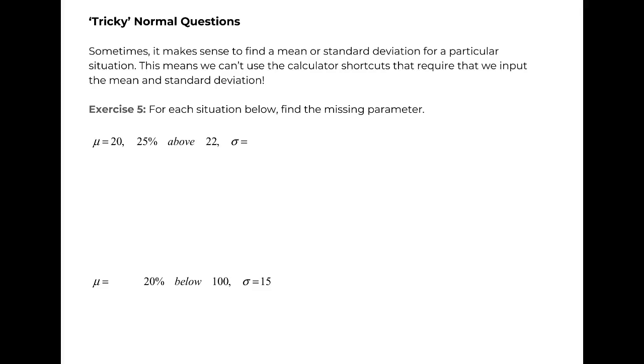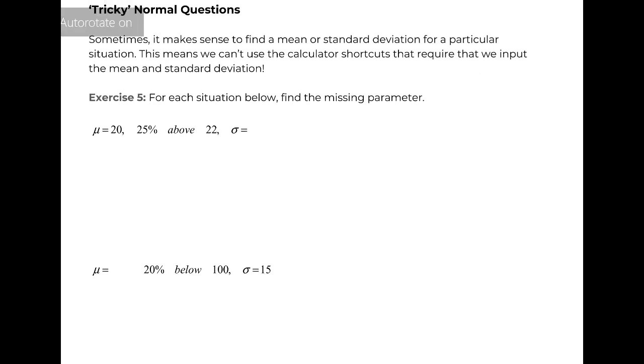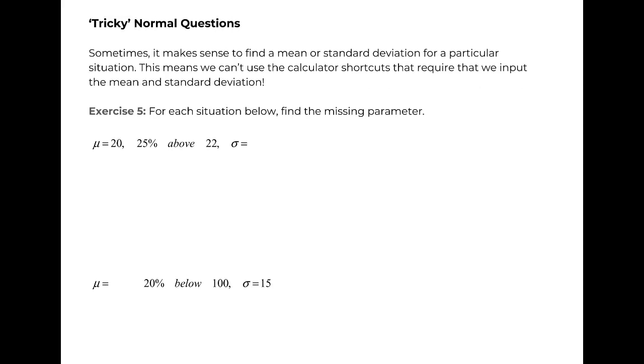All right, so I skipped exercise 4 because it was more of the same, but exercise 5 is our last type of question, which I call a tricky normal. So these don't happen very much in real life, but I do like them for exam questions because they're really the only way that I can verify that you guys understand how the z-score is related to this whole process. Because with the calculator shortcuts, you can get pretty lazy and not realize how the standard normal is involved.